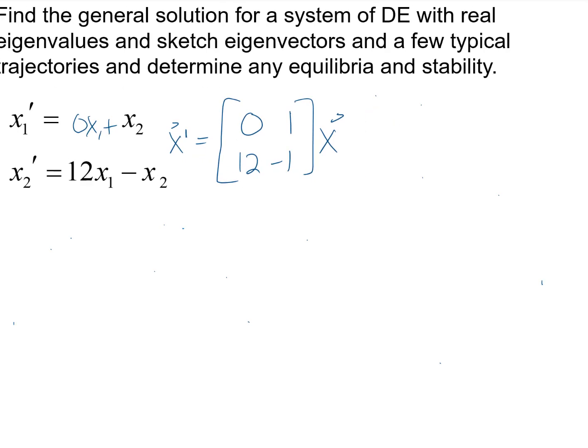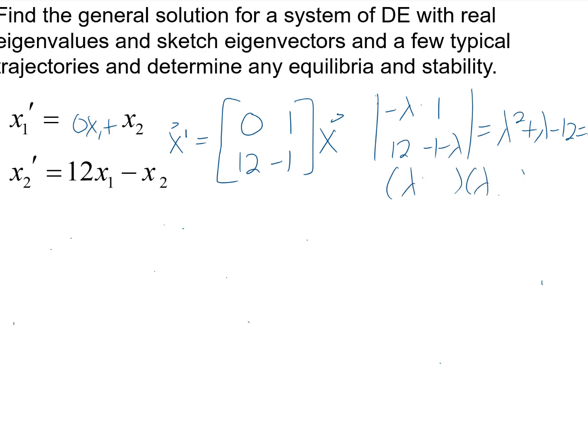So we're going to take A minus lambda I, so it's going to be [0 minus lambda, 1; 12, -1 minus lambda]. Let's compute that determinant. I'm going to get lambda squared plus lambda minus 12 equals 0. So this will factor into, let's see, 4 and 3, and this will be plus and this will be minus. Okay, so I've got two eigenvalues. The first one is going to be -4, and the second one is going to be 3.